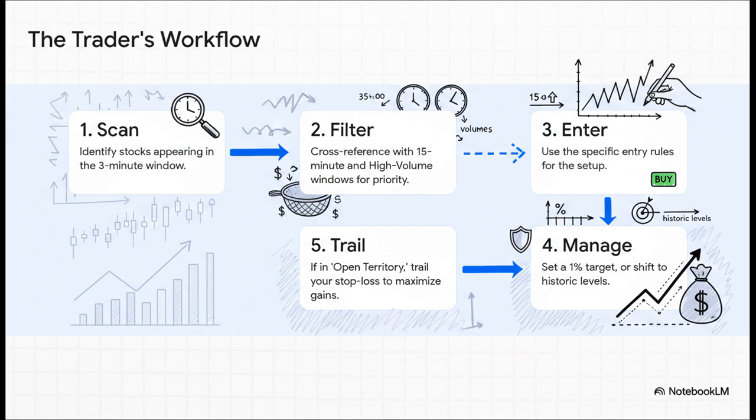So let's wrap this all up into a simple workflow, a step-by-step game plan you can actually use. First, you scan for that initial 3-minute setup. Then you filter for those priority trades using the 15-minute and volume windows. Third, you enter based on the clear rules. Fourth, you manage the trade with a clear target. And finally, if you've got a huge winner on your hands, you trail it to maximize those gains.